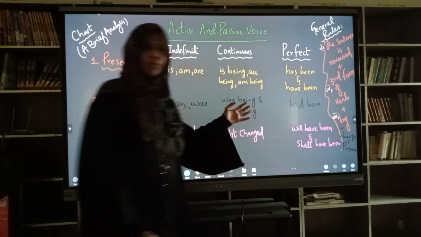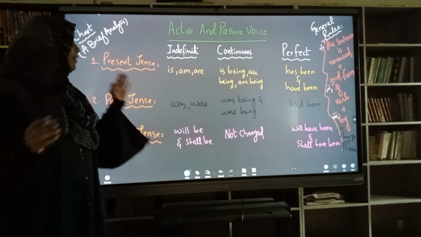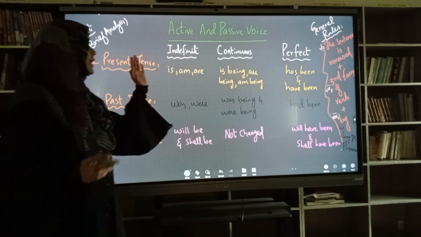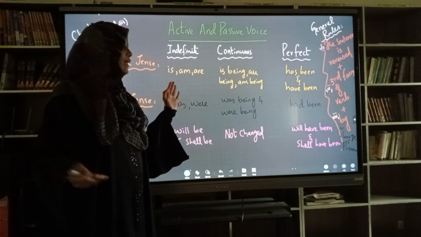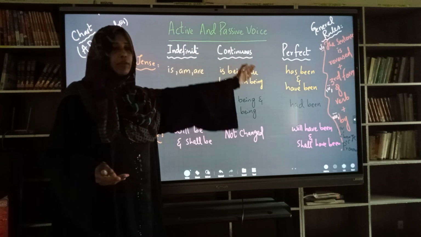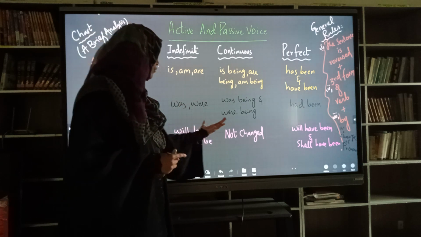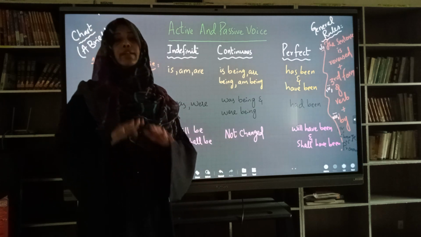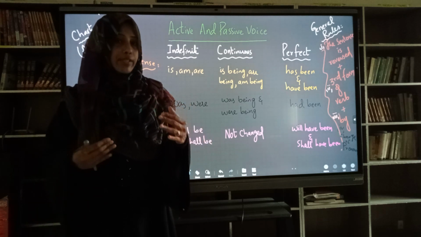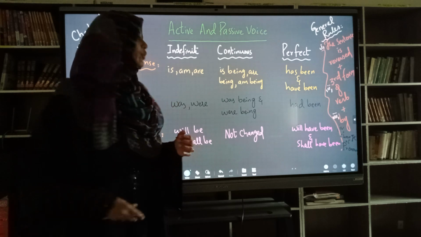That's it. It's more clear now. Okay, before wasting any time, we will go to present tense, past tense and future tense. And in these types of tenses, the subtypes, that is indefinite, continuous and perfect tense, will be discussed. Perfect continuous and future continuous, they are not changed into passive voice. So out of 12 types of tenses, only 8 are converted into passive voice.